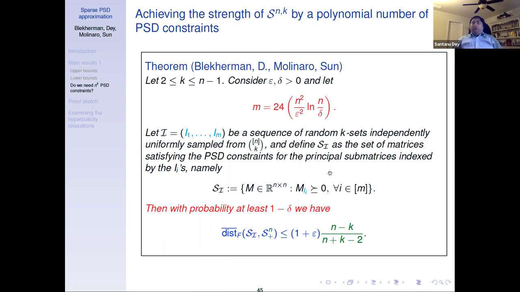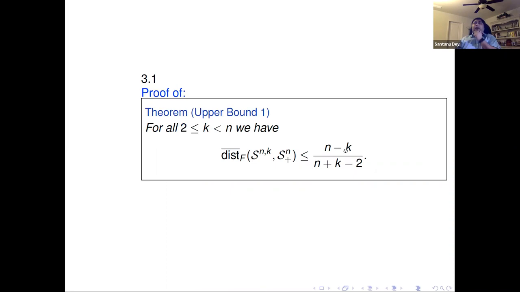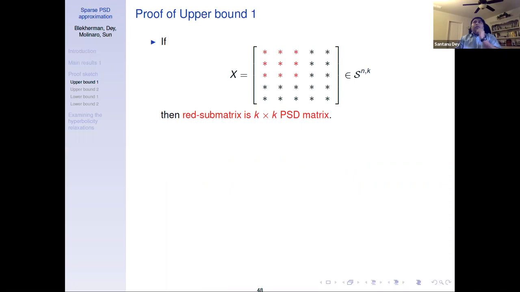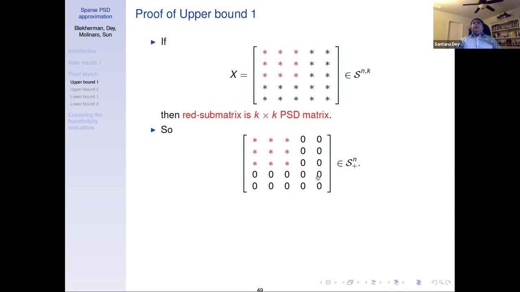Let's quickly discuss the proof ideas that we use. The first upper bound is this upper bound here. How do we obtain it? Here's the main observation. We have this matrix X in S_n^k. In this picture, n is 5 and k is 3. It means that every 3 by 3 principal submatrix is PSD. I can take such a matrix, fix a 3 by 3 principal submatrix, and zero out all the other entries. It's easy to see that the resulting matrix is now a PSD matrix, because this non-zero part is PSD.